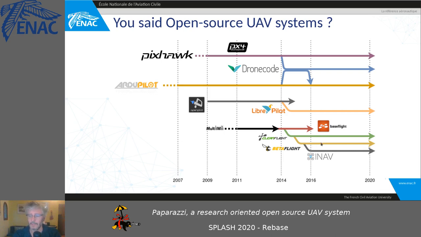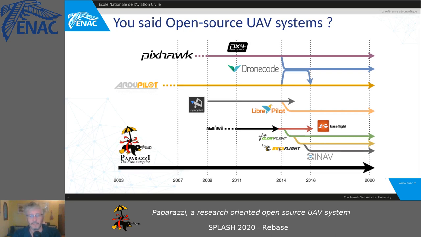So where are we with Paparazzi? Paparazzi was started in 2003. It's probably the oldest open source autopilot still alive on the market here. And even if we have probably the smallest community, we are still using it for many applications around the world.